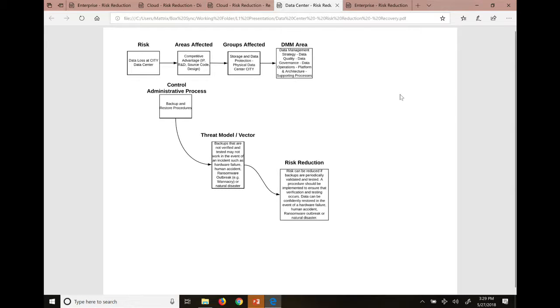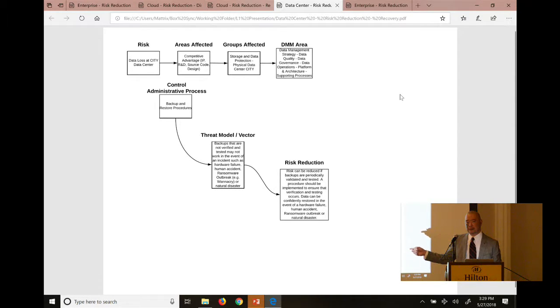So you take the very center of it, which is a threat model, and in this one, it's backups that weren't properly done and verified. What would happen if I have a malware attack that did ransomware and locked up all those files? So we finally get to, let's reduce risk, at the bottom of it, and essentially we move on.